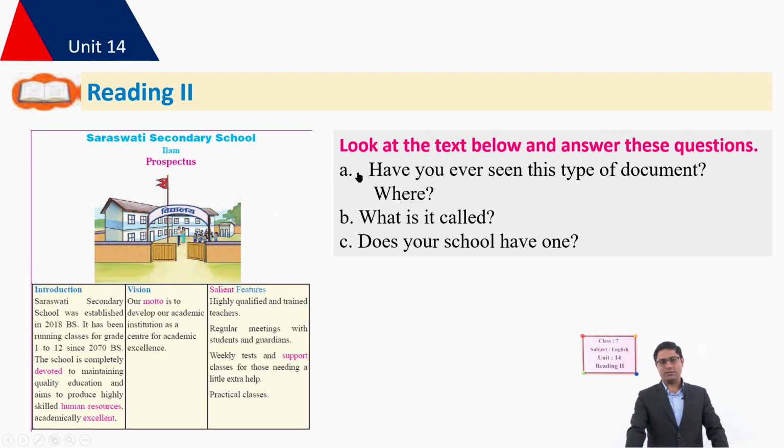The first question, see there, have you ever seen this type of document? And if you have seen it, you have to say where also. Similarly, the second question is, what is it called? What is this document called? And the third question, does a school have one? You have these 3 questions.